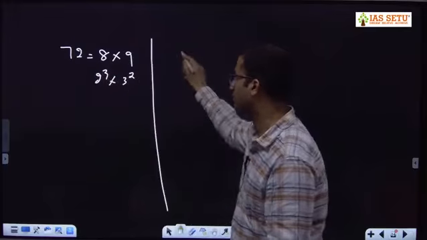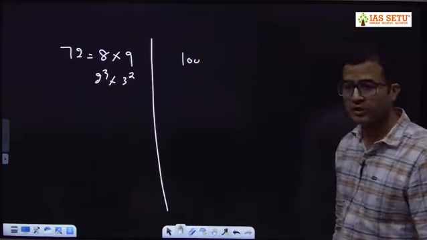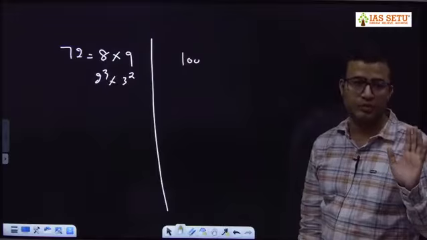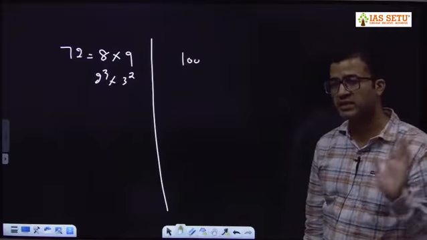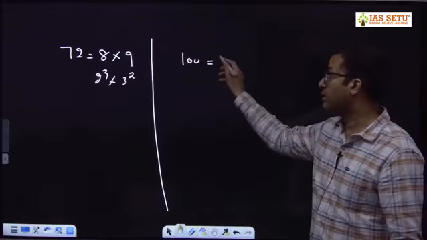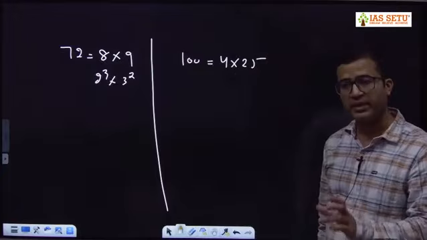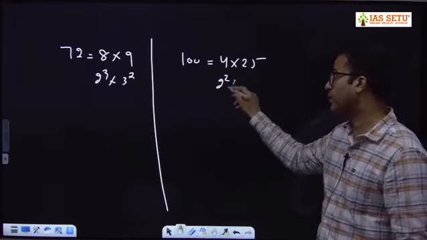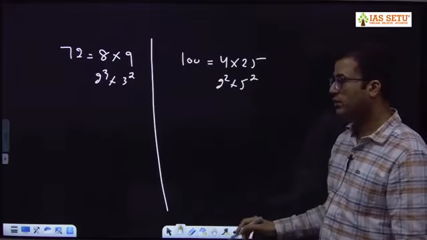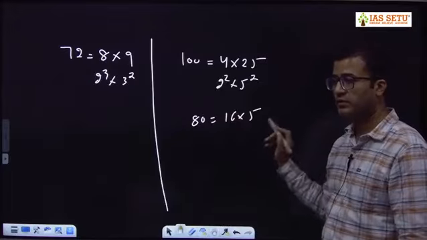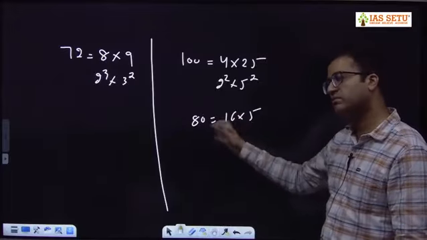Like 100, either you use the school calculation. If you are slow, better use the school method. It will take 5 seconds extra, but no mistake. But otherwise, if you are very good in calculation, you can break it as 4 into, first break it, then make the prime form. Okay? Like 80, 80 is 16 into 5 if you are comfortable, otherwise school method.